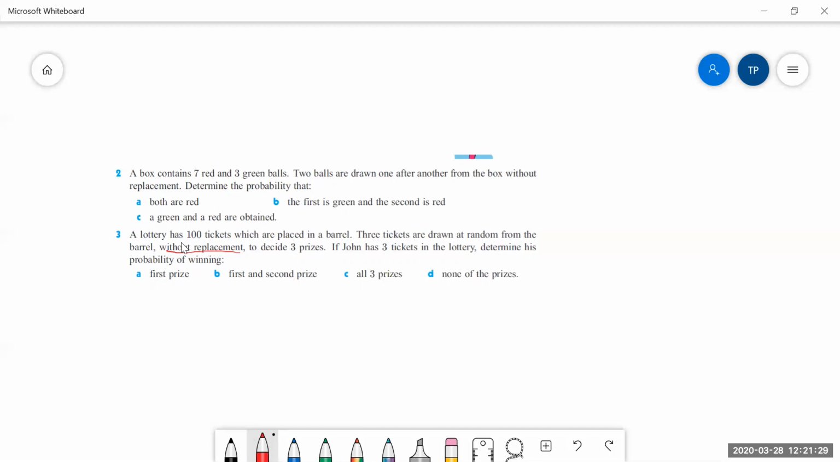Now I'm going to draw 1 ticket to determine who gets the first prize. So what's the probability of John winning the first prize? If you draw 1 ticket out, it's over 100, right? Because you haven't drawn any. It's definitely over 100.